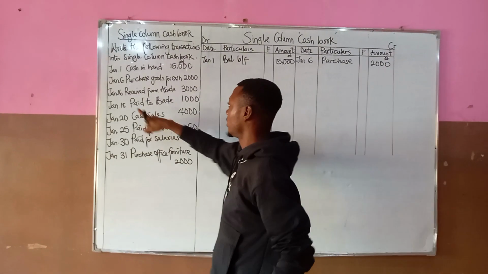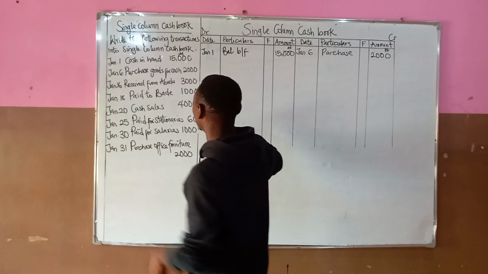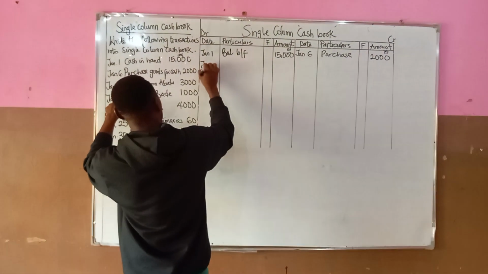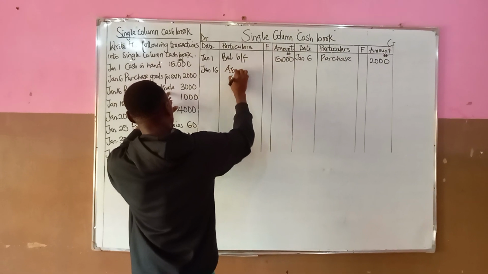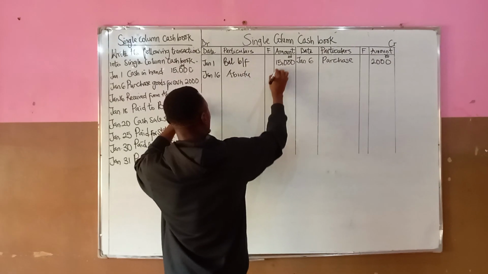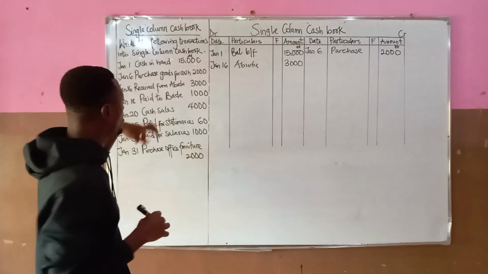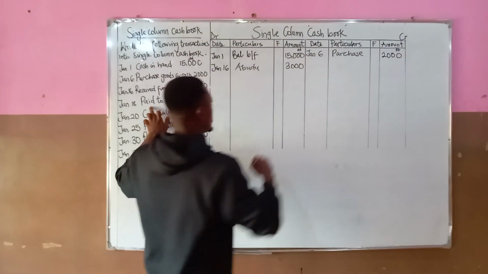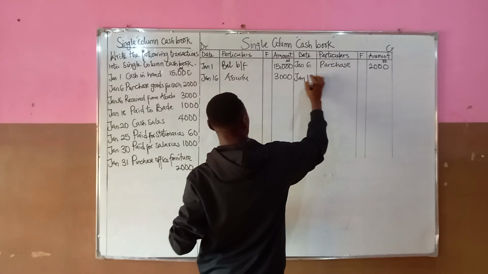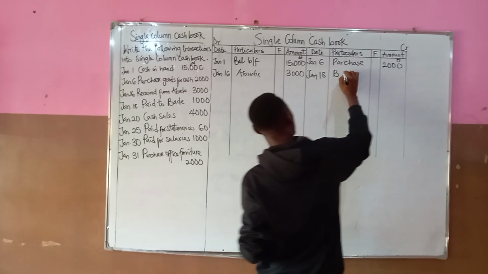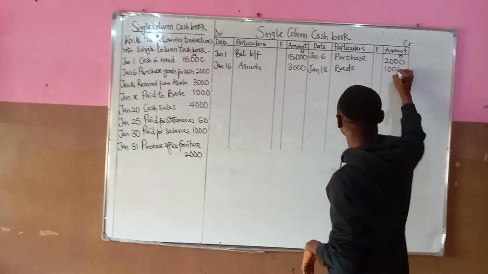Then on January 16th, received from Abudu, meaning that it is an income into the business. So I have January 16th, from Abudu. We received 3,000 from Abudu. Then we have January 18th, paid to Bade. Now, paid is an expense. You can guess where that is going to. So this is January 18th, Bade, and the amount is 1,000.